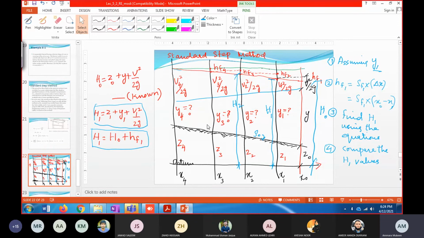Any question, please? Can you do that? You just need to learn or remember these steps to do the standard step method. Yes, it is an iterative process, and it is cumbersome to assume a value for y and then get the same values of h1. This is something you actually have to think about.